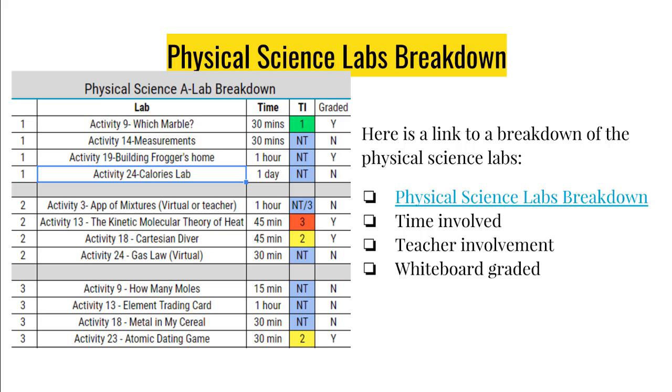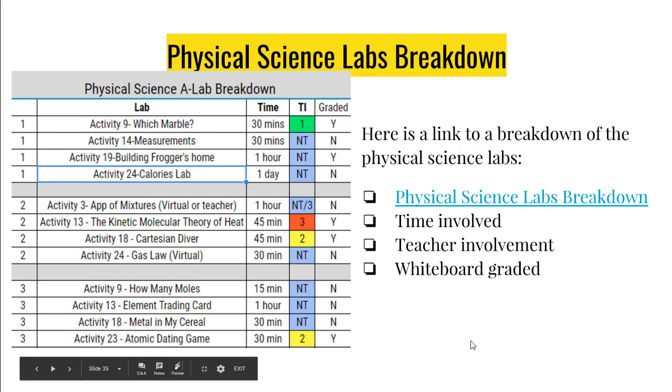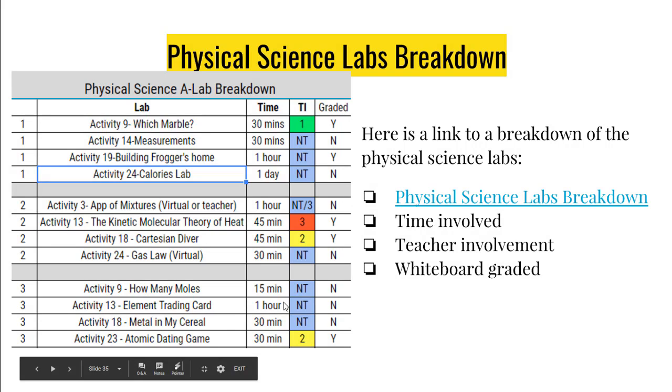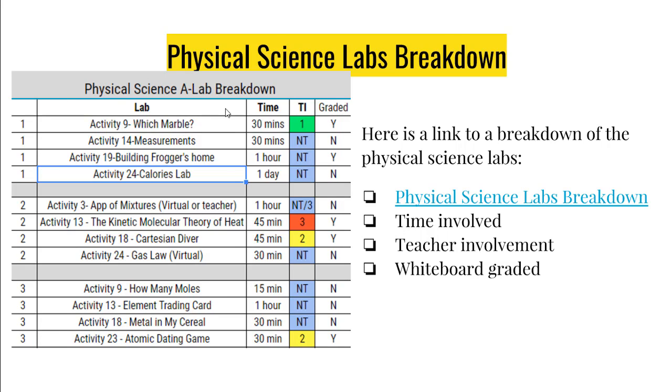The physical science lab breakdown, which you can access through this link in this PowerPoint or find in the physical science folder, is essentially a breakdown of which activities are going to be graded in the unit, the time it takes to complete them, the page number or activity number of them, and how much teacher involvement is needed. NT means no teacher involvement needed, 1 being very low teacher involvement, and 3 being very high teacher involvement. So it's really up to you how much involvement you want to have, but it gives you a very generalized breakdown of what to expect for each of the labs. This is representing physical science A, but there is a tab for physical science B.